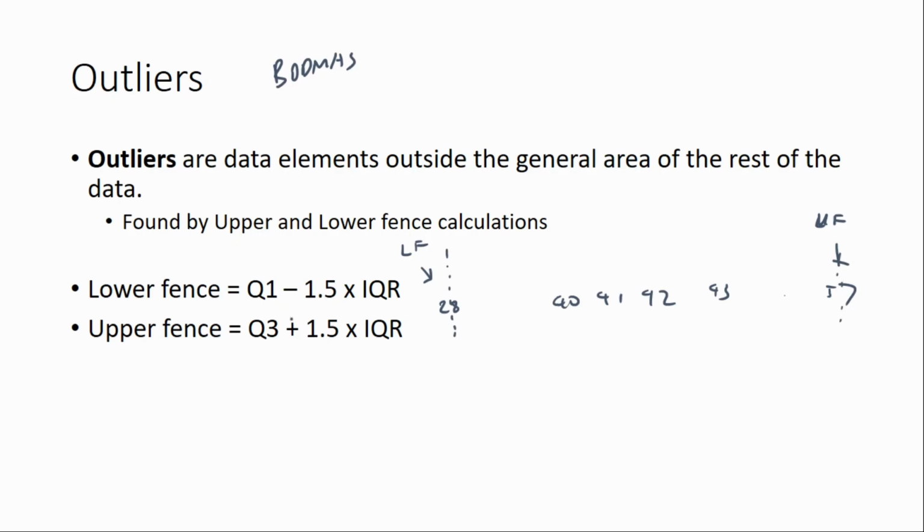So any numbers outside of this boundary will be an outlier. So let's say something like 7, that is outside, so that is an outlier. If I had something like 29, that's not an outlier because that's in the boundary. Same with up here, if I had something like 59, that will be an outlier because it's outside the boundary. If I had 55, that would be inside, so that's not an outlier.